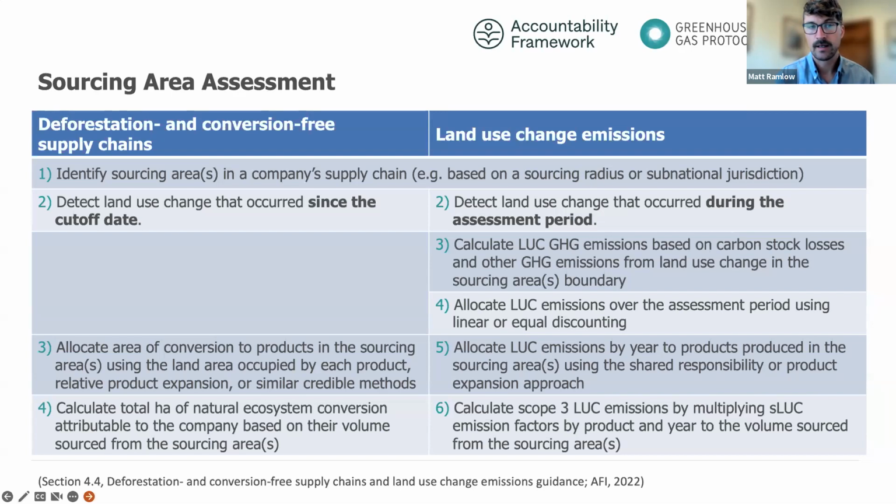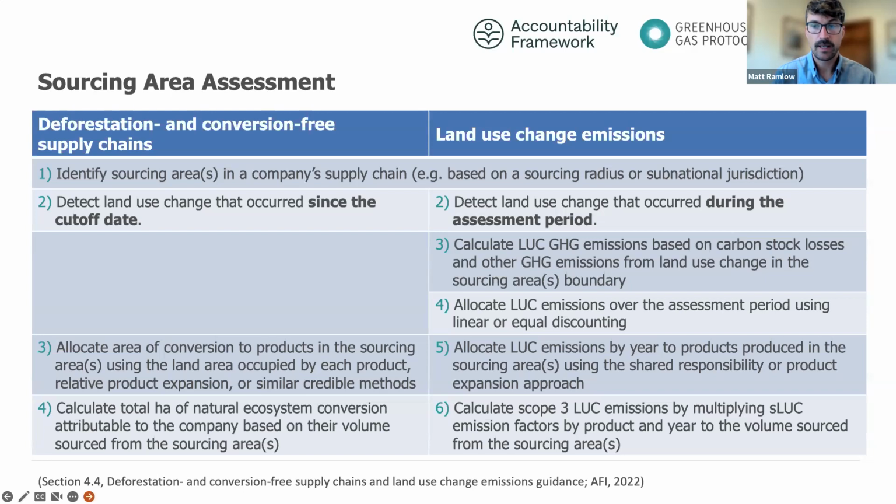And then finally, at a sourcing region level, companies would report on the total hectares of ecosystem conversion attributable to the volume that they're sourcing from that region, or likewise, you would multiply a statistical land use change emission factor to the volume that you're sourcing from the sourcing area. So hopefully that clarifies the stepwise process for accounting for these two metrics, but you can see that there's a lot of similar data that's used for both of them.